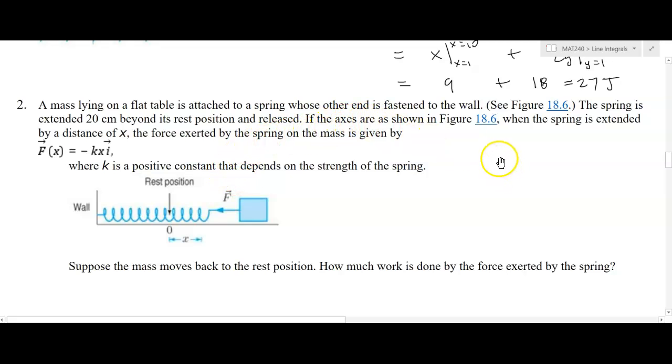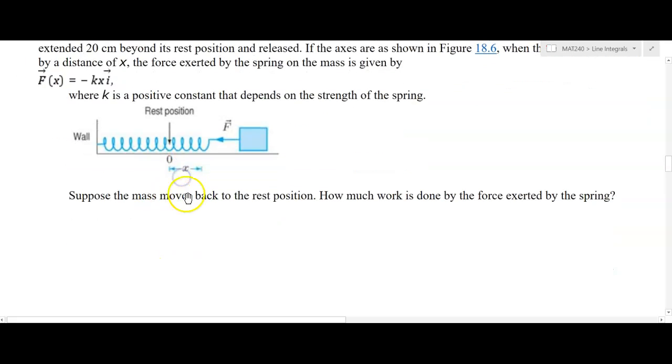If the axes are as shown in figure 18.6, when the spring is extended by a distance of x, the force exerted by the spring on the mass is given by Hooke's law, and this just means that if x is positive, the force will be negative. If you pull a mass away from its rest point to the right and let go, of course that mass would shoot towards the wall, and that's what this indicates. K is some constant of proportionality that depends on the strength of the spring, and that force is going to go in the opposite direction.